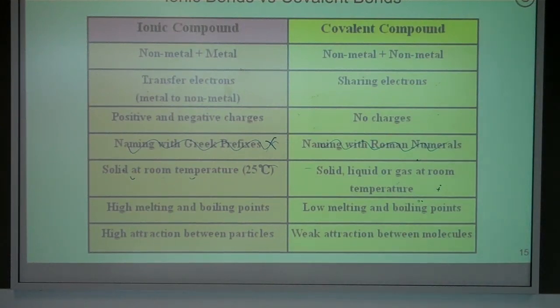What's the difference between a polyatomic ion and a covalent bond? A polyatomic ion is an ion that is made up of non-metals. They are covalently bonded, but it has a charge. So it will stick to a metal.